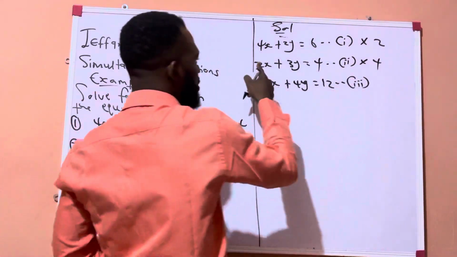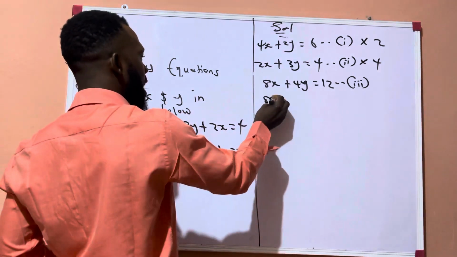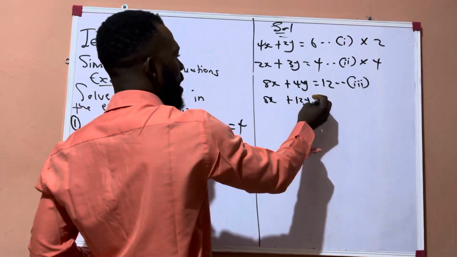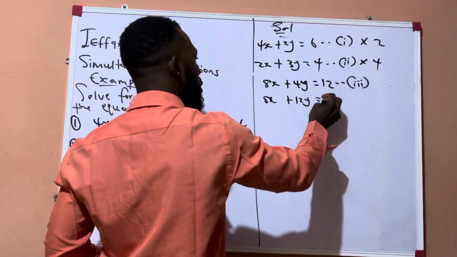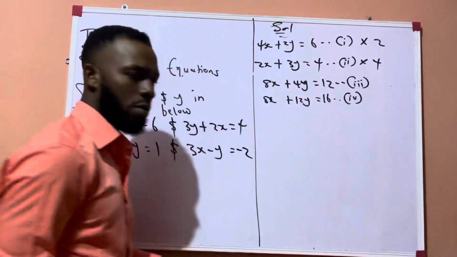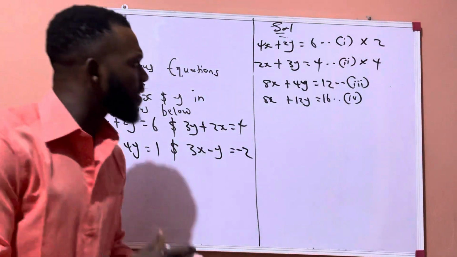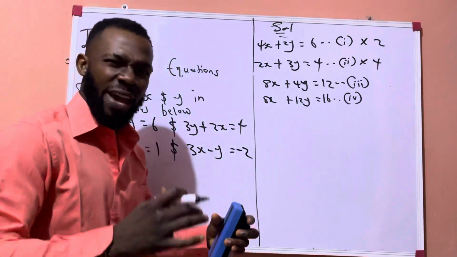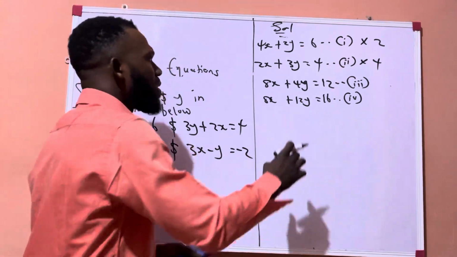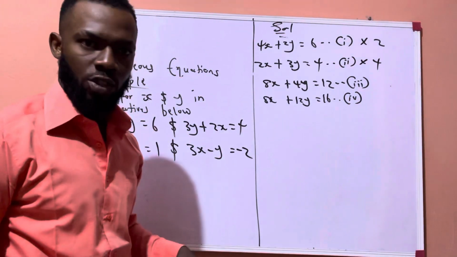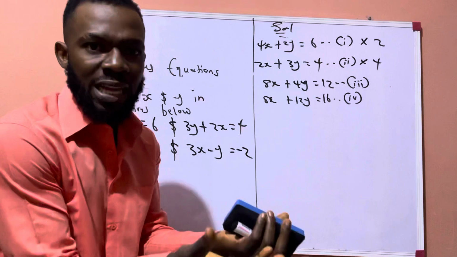Now, 4 times 2x gives us 8x, plus 4 times 3y gives us 12y, equal to 4 times 4 gives us 16. Now, what do you call this? Equation 4. Now, you will notice that in equation 3 and equation 4, the coefficient of x is the same. Why? Because I made it so using the coefficient to multiply equation 1 and 2.